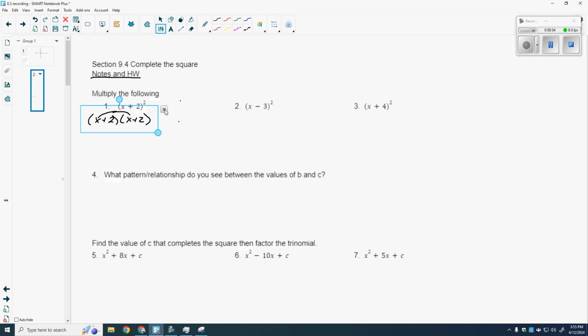Not sure what it's doing. Get rid of that. Quit it. There we go. All right, sorry. A little glitch in my program.